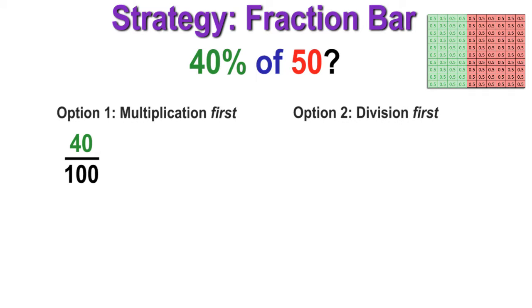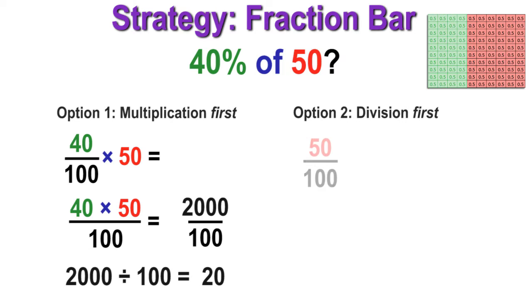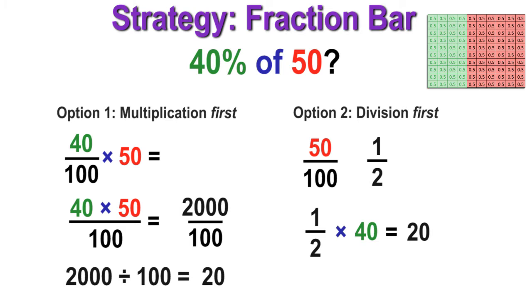When there is a problem such as 40 over 100 times 50, both multiplication and division are used. The multiplication and division can be done in either order and still have the same result. 50 can be multiplied by 40, then divided by 100. 50 times 40 equals 2,000. 2,000 divided by 100 equals 20. Or 50 can be divided by 100, which equals 1/2, and then 1/2 times 40 equals 20. The answer is the same either way.